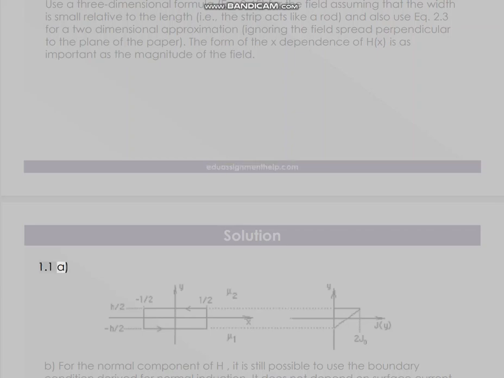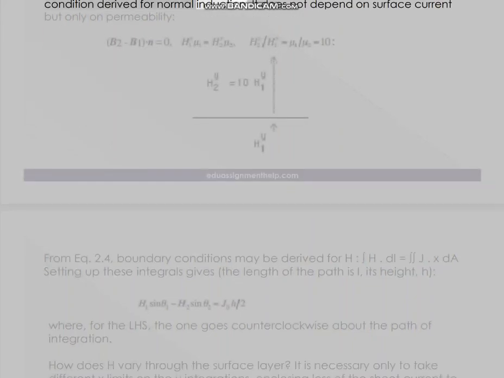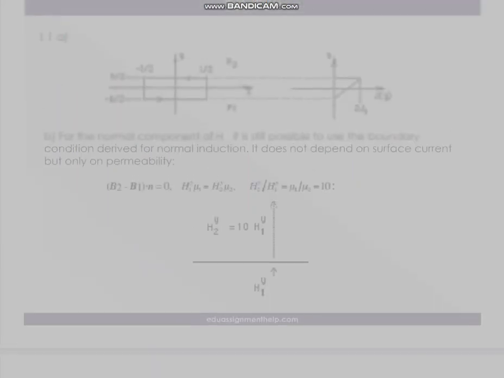1.1a B. For the normal component of H, it is still possible to use the boundary condition derived for normal induction. It does not depend on surface current, but only on permeability. Solution.